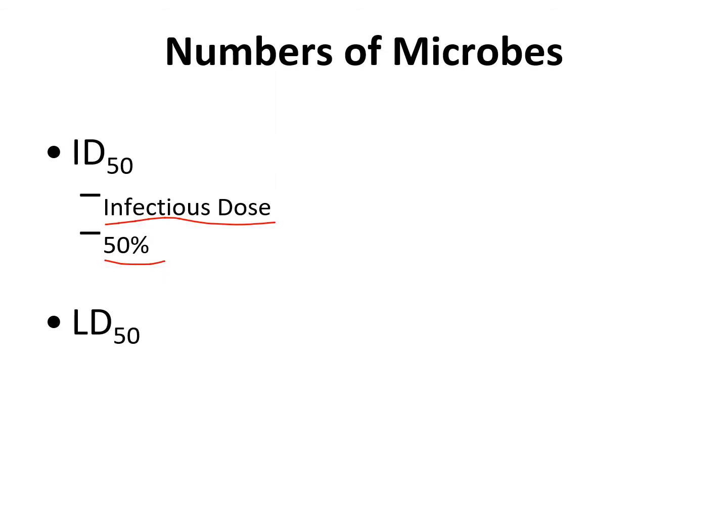The LD50 stands for lethal dose 50%. And this can be used for bacteria, it can be used for viruses, it can be used for toxins or radiation. It's the amount of the pathogen or the substance that causes 50% of the organisms to die, so lethal dose. So LD50 can be used for bacteria, viruses, toxins, or radiation.